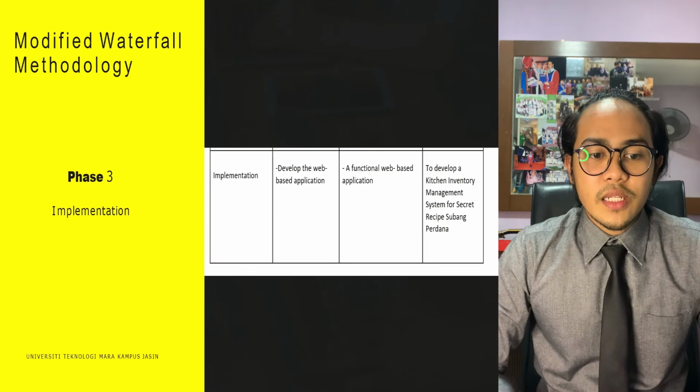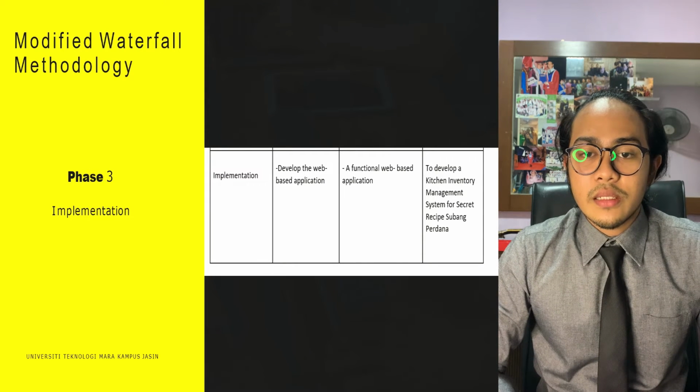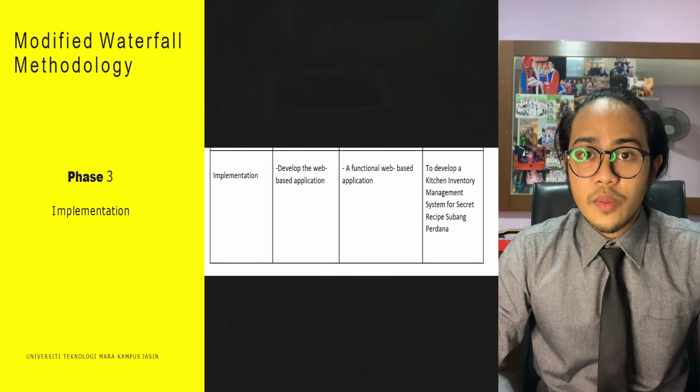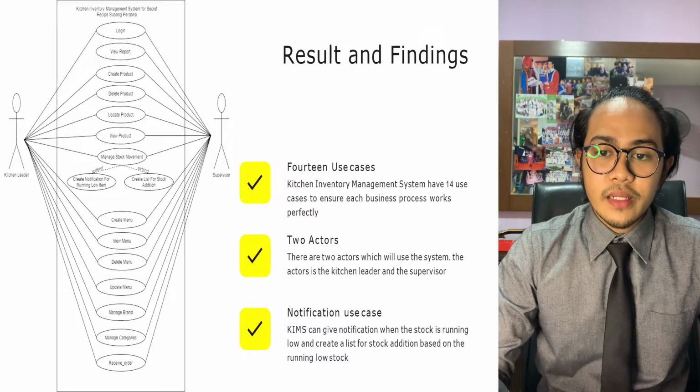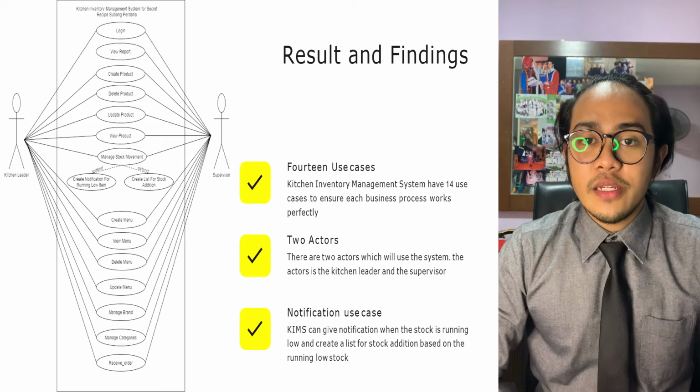The last phase is implementation, whose objective is to develop a kitchen inventory management system for Secret Recipe Subang Perdana. There is only one activity and one deliverable: the activity is to develop the web-based application, and the deliverable is the functional web-based application itself. Next, we go to the result and findings part.